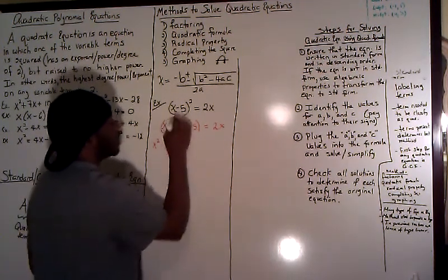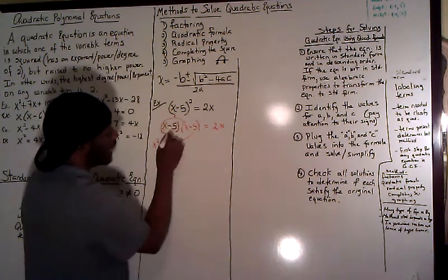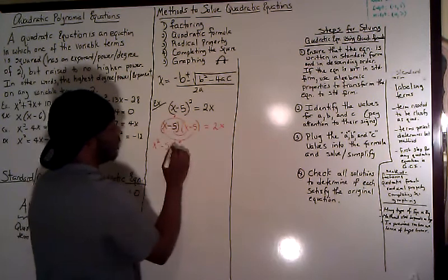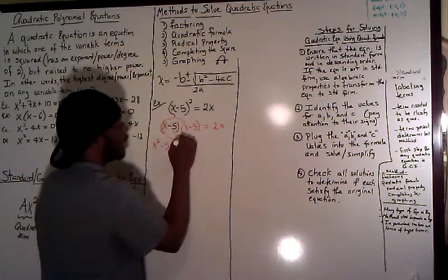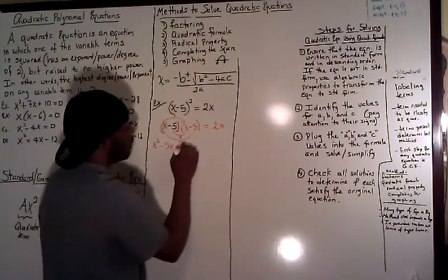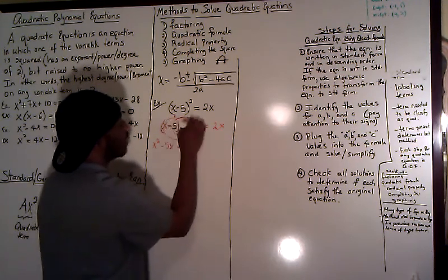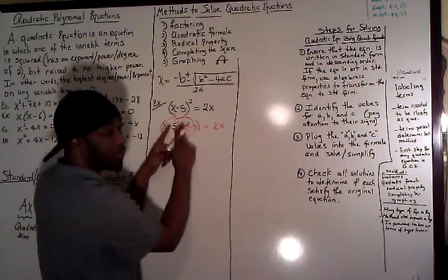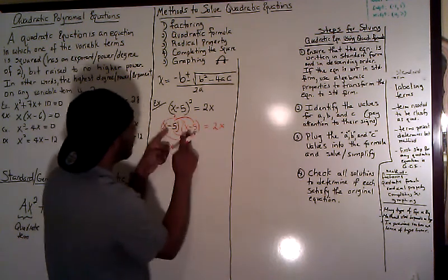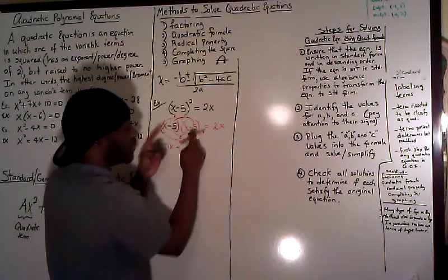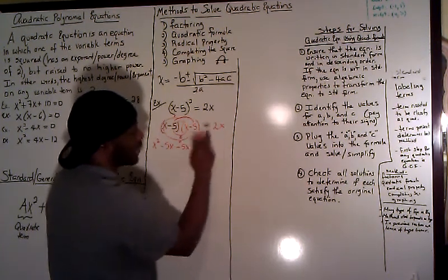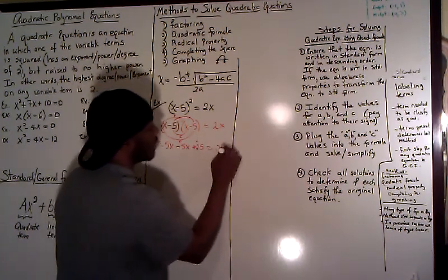So that was our first, and this is our outer. Inner means I multiply the two inner terms. Negative 5 times x, again, gives me negative 5x. And for the last terms in each binomial, I multiply negative 5 times negative 5, taking into consideration the signs. Negative times negative is positive, and 5 times 5 is 25. So this becomes plus 25, and then 2x is still over here on the other side of the equation.